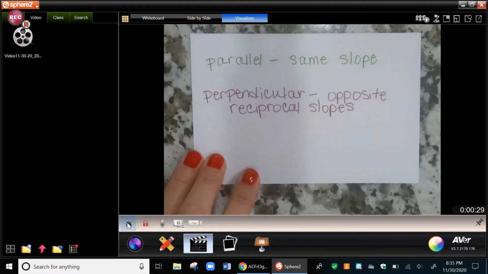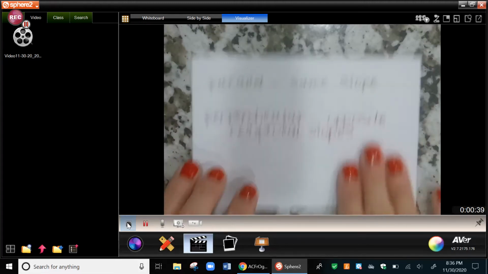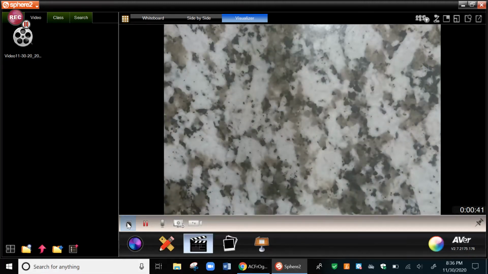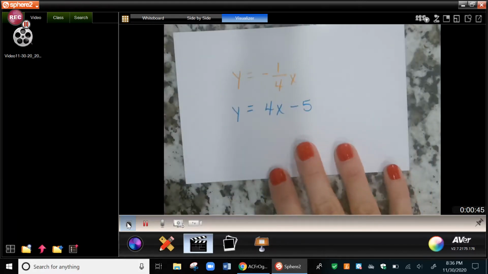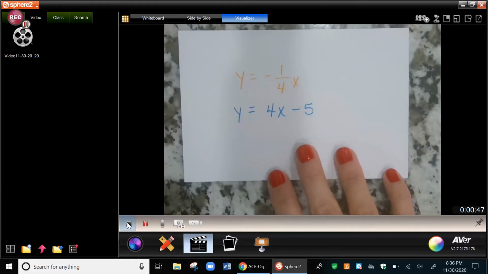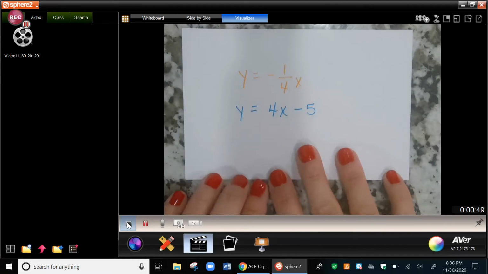And then of course sometimes we'll get two equations of lines that are neither parallel nor perpendicular. So I've got a few equations for us to practice. The first pair of equations: y equals negative 1/4 x and y equals 4x minus 5. Are those two lines parallel, perpendicular, or neither?